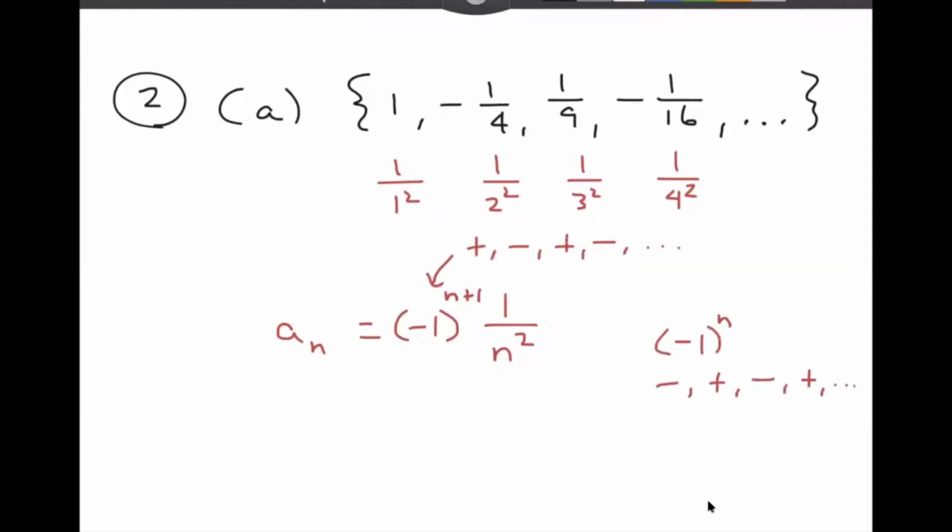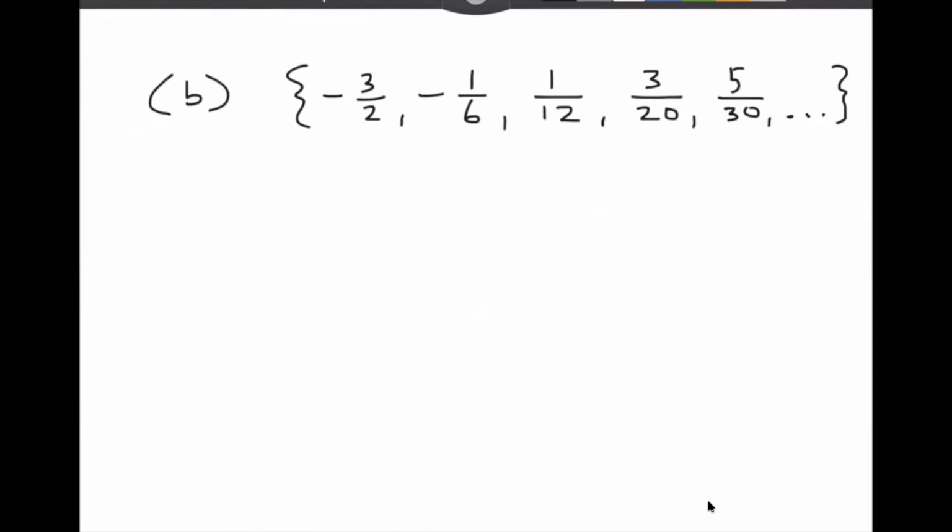All right, next example. Letter B, we have -3/2, -1/6, 1/12, 3/20, 5/30, etc. Okay. I did a double take when I saw two negative signs and then the rest were positive, and then I remembered why. All right.